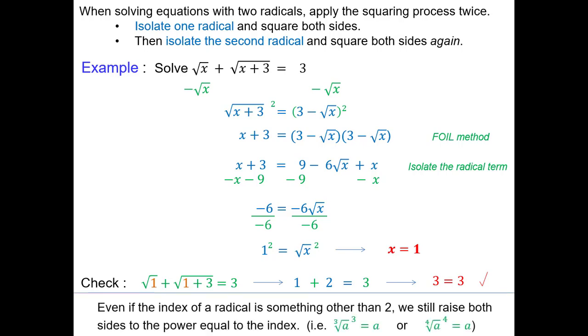So even if the index happens to be 3 or 4, meaning we have a cubed root or a fourth root, just remember that we still raise both sides to whatever power is going to cancel out that radical. All we need to recognize is that the only time we have to check for extraneous solutions is if we raise both sides to an even power.